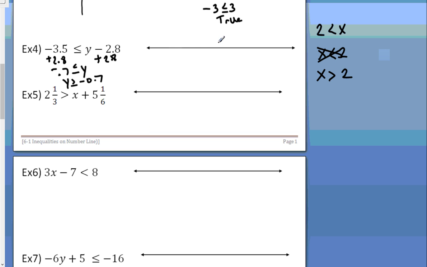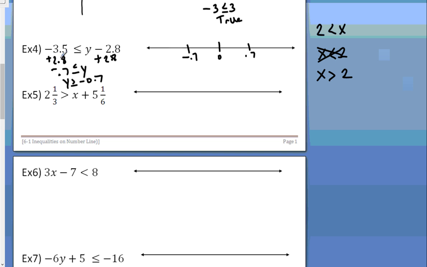And that's what I'm going to graph. Here's 0. Here's 0.7. Here's negative 0.7. Determine if it's an open or closed dot. In this case, it's greater than or equal. That's a good point. I need to point that out to you real quick.